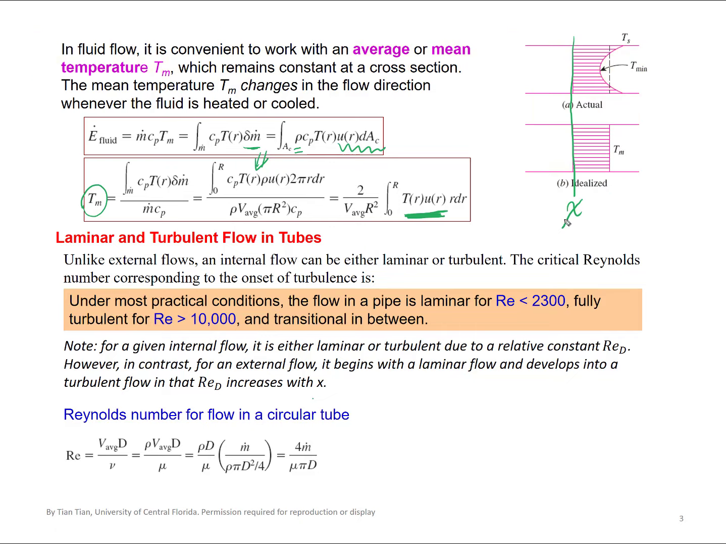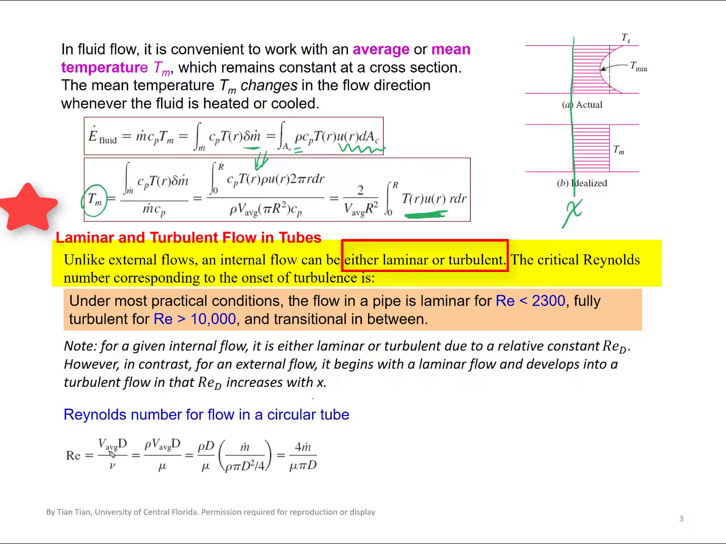Similar to Chapter 7, one of the most important things for this chapter is to be able to select the appropriate correlation. To choose an appropriate correlation, one of the first things is to determine whether the flow is laminar or turbulent. Note, this is different from external flows. We know for external flow, at first it could be laminar flow, then it could develop to turbulent flow. But for internal flow, it's either laminar flow or turbulent flow. That is, if it's laminar flow, it's always laminar flow. If it's turbulent flow, it's always turbulent flow.